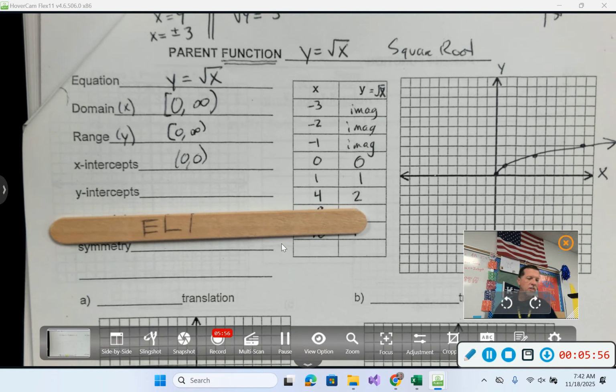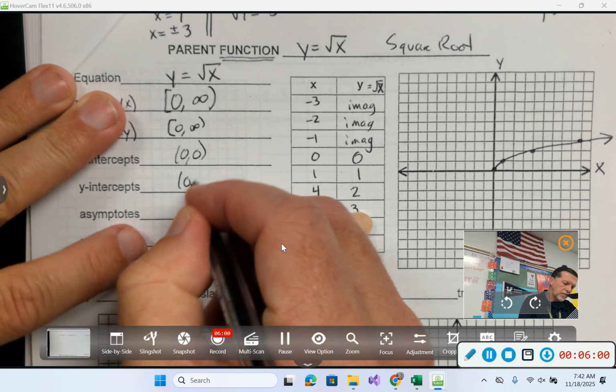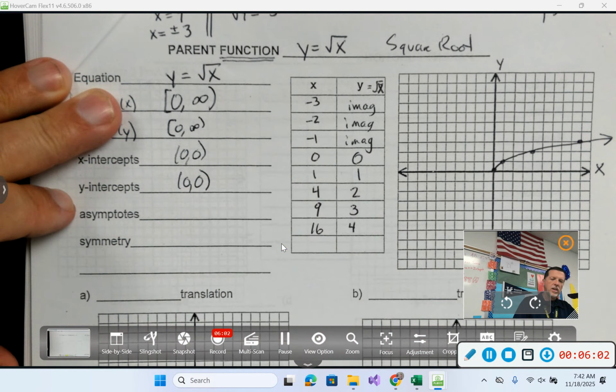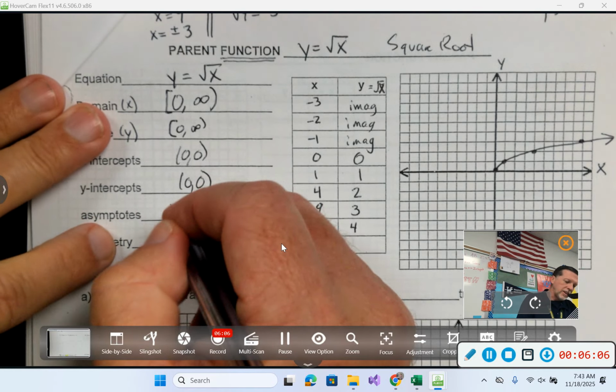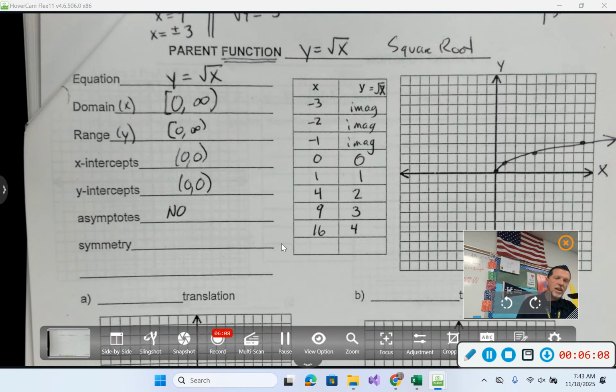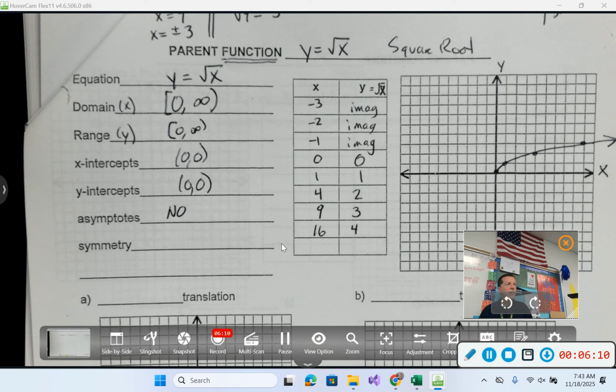Eli, how about the y-intercept? Where does it hit the y-axis? 0, 0. I don't know that we've even done anything with asymptotes, so this one doesn't have any asymptotes. How about symmetry? You see any place you could fold it, or no? Okay, no symmetry there.